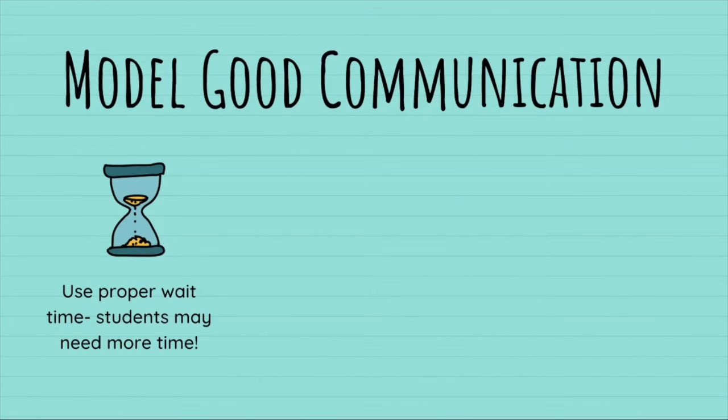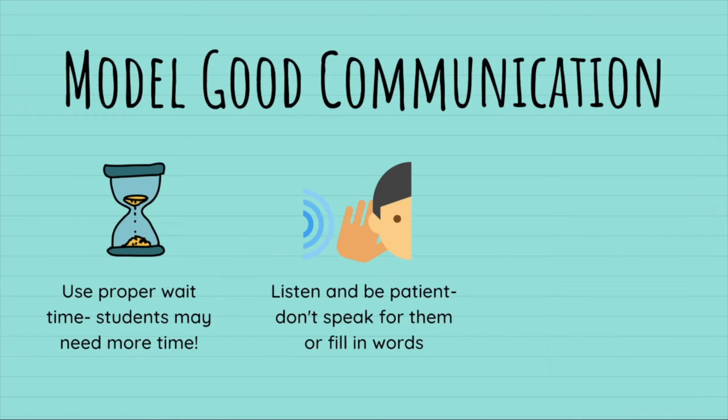Another tip is to model good communication. We already covered some of these points in the three common different types of speech and language impairments. First, we should be using proper wait time. This is something that will help our students with disabilities, but also all of our students. Students may just need a little bit more time in order to communicate, so we need to ensure that we're giving it to them. Even if it feels awkward to sit there in silence, I promise it's worth it.